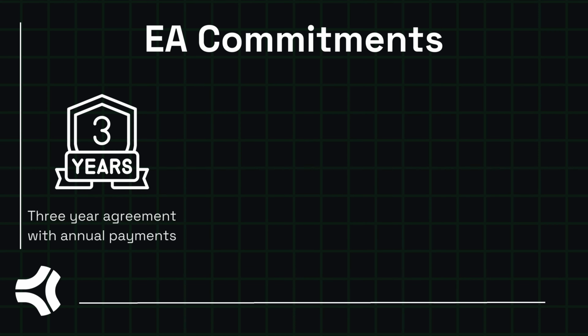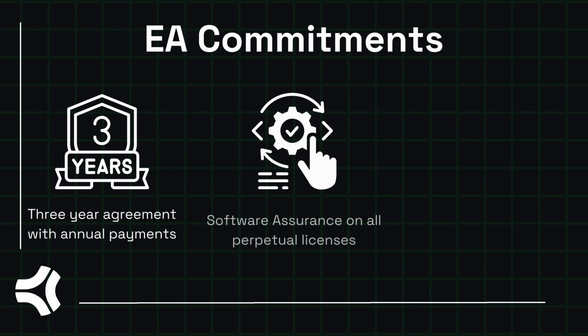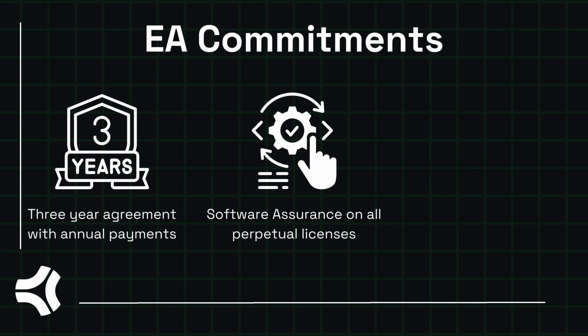Speaking of commitments, what are the other commitments that I need if I'm going to look at an EA? Well, the minimum term is 3 years. So, for example, a CSP is 1 year at a time, and you can even pay monthly. An enterprise agreement requires annual payments, but a 3-year commitment as a minimum. If you're buying perpetual license through an EA, it requires software assurance. But probably the biggest commitment required for an EA is what they refer to as the enterprise commitment.